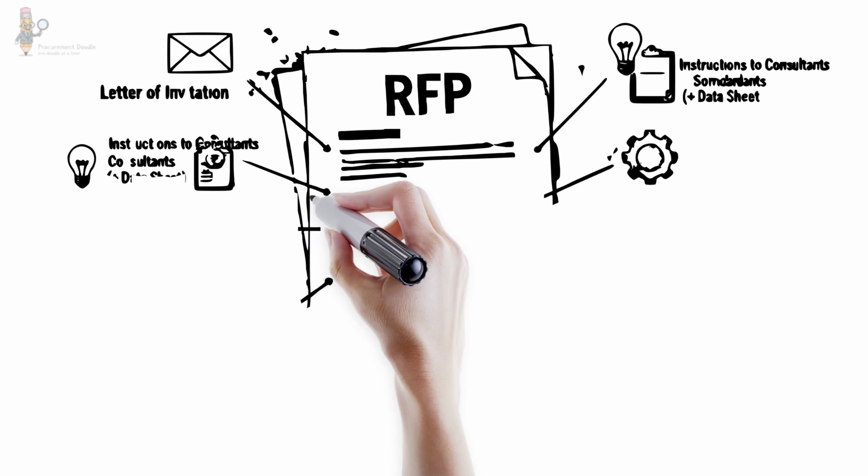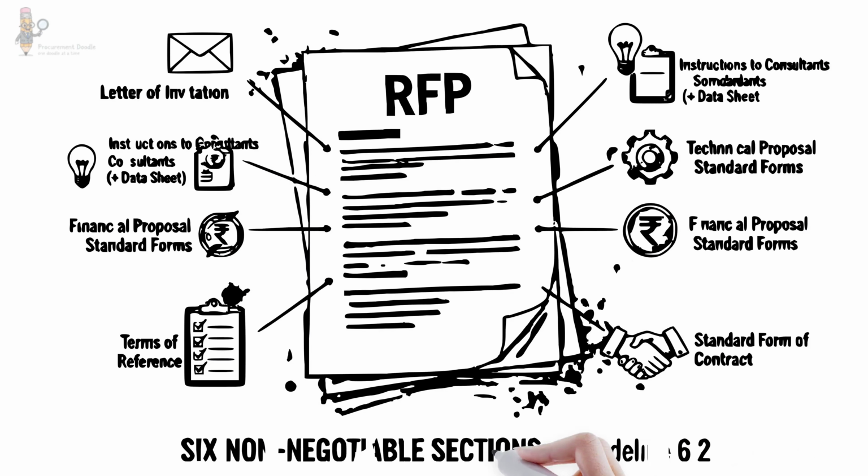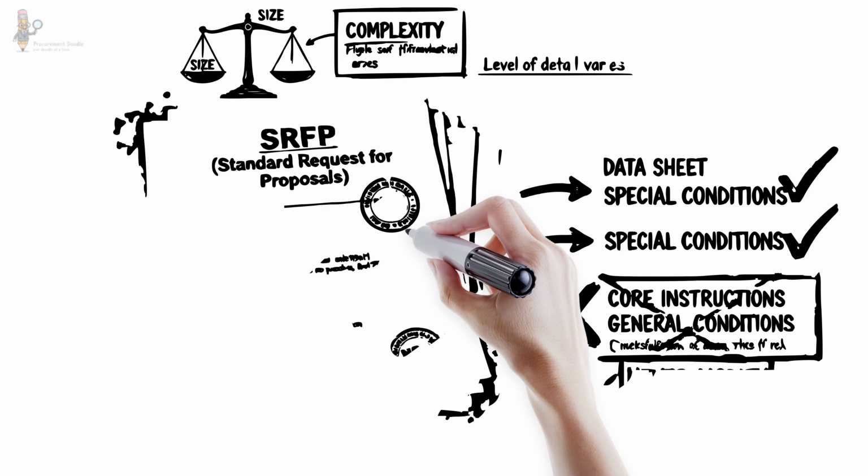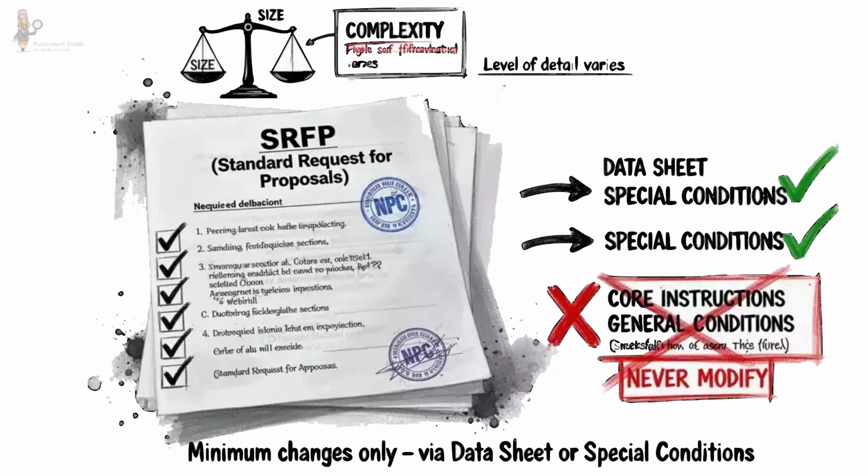Guideline 6.2 lists 6 non-negotiable sections: letter of invitation, instructions to consultants with a data sheet, technical proposal standard forms, financial proposal standard forms, terms of reference, and standard form of contract. The level of detail depends on the size and complexity of the assignment, but all 6 must be there.